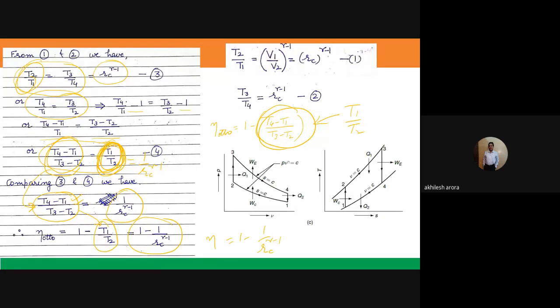This is what I wanted to explain to you, and I could finish it before 3. So any questions if you have? I think you asked about RC, and I have explained what RC is and what the function of RC is. RC is the compression ratio, and we use it for defining the efficiency. So the higher the value of RC, the higher will be the efficiency of the Otto cycle. Right now I have not explained the TS diagram; that I will also explain later on. So any questions you can ask me.